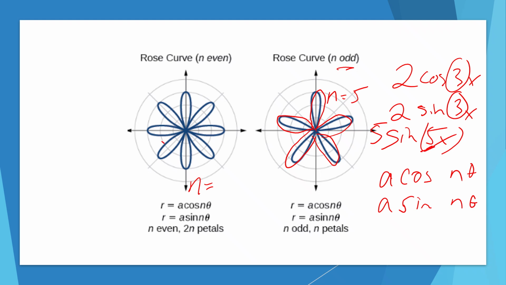So here we have 1, 2, 3, 4, 5, 6, 7, 8 petals. So here n would be 4. So this could be like r equals 10 cosine 4 theta, an example equation of this graph right here. So this is just one rule to remember. It will be on your next quiz.